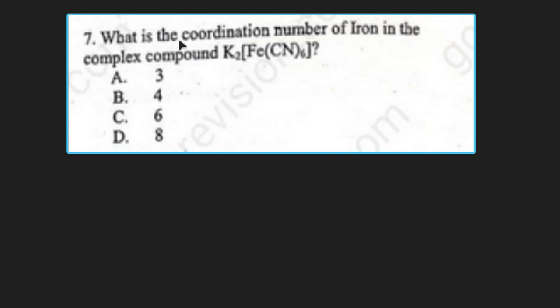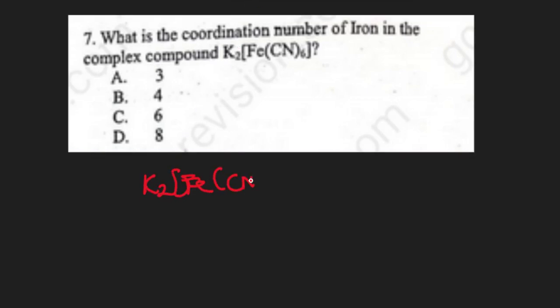Question 7. What is the coordination number of iron in the complex compound given? We have potassium, we have iron, the cyanide 6. So what is the oxidation state of iron? What we have to know is potassium has +1 and the cyanide is minus. There are 6 cyanide ions present and there are 2 potassium.